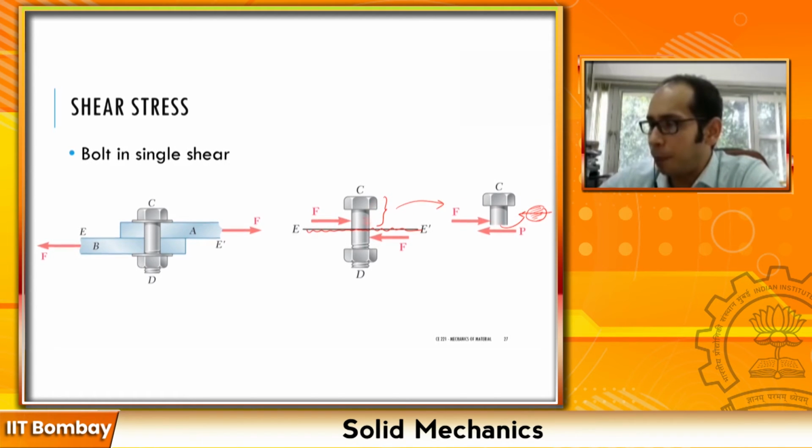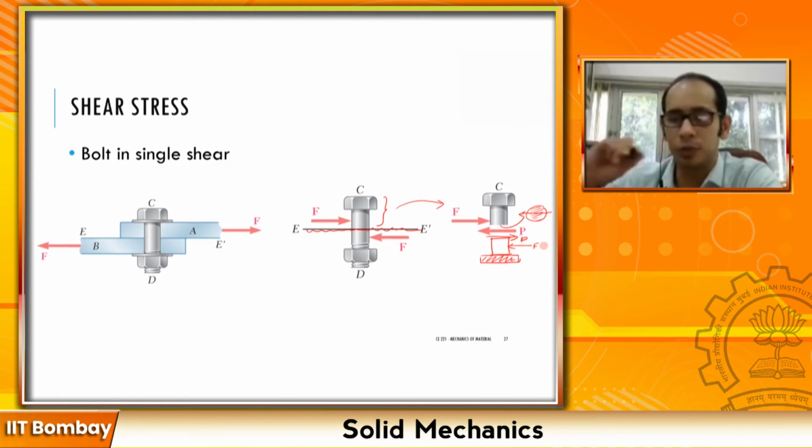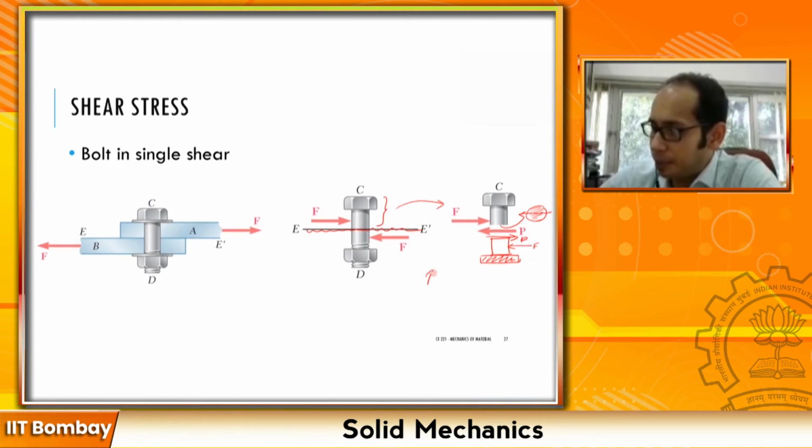Now this is the top part of the bolt. The bottom part of the bolt, if I simply draw it over here, and this is the cap of the bolt maybe, this P will have an equal and opposite P acting over here, and this will be balancing this F. All parts are in equilibrium all the time. So you have a top P, a bottom P, a top F and a bottom F. As you can tell, this P must be equal to F.